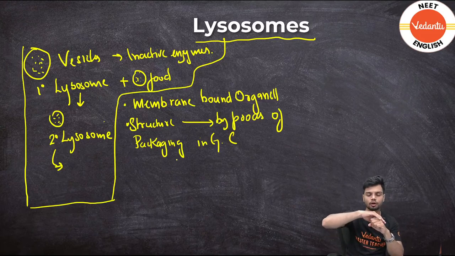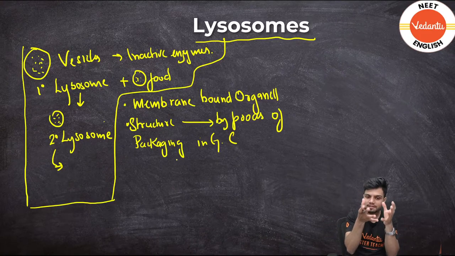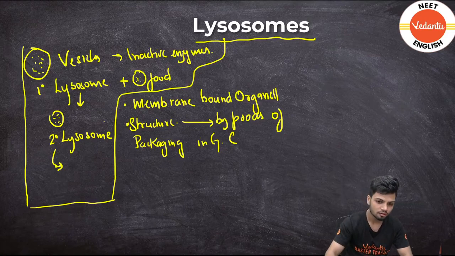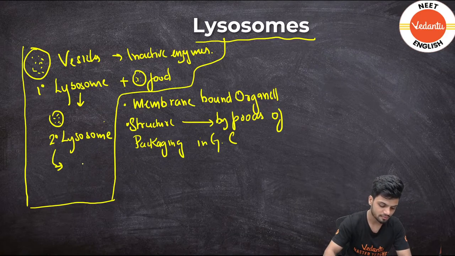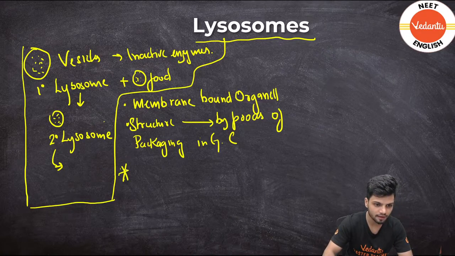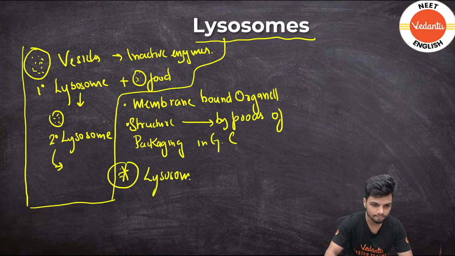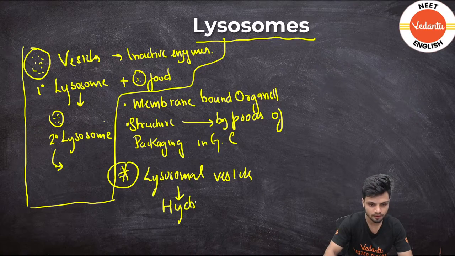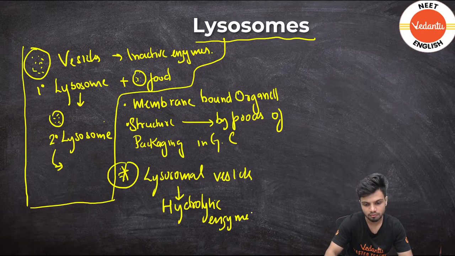What will the Golgi complex do? The Golgi complex will form vesicles. That is where packaging will happen. That is your lysosomes. Now, the important point here, a very important point, is that lysosomal vesicles have something called hydrolytic enzymes. It has hydrolytic enzymes.